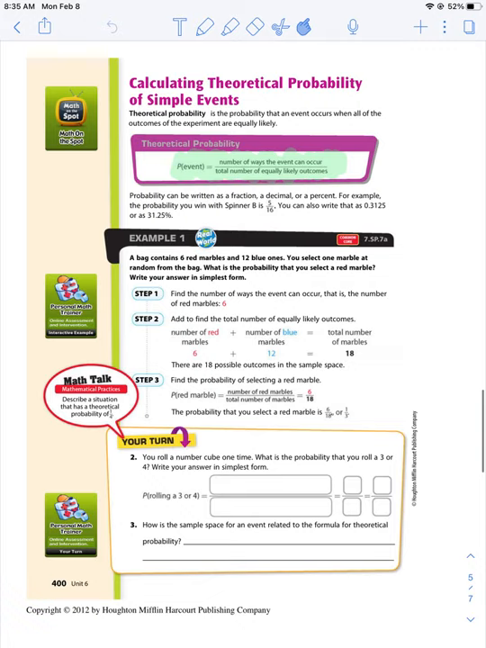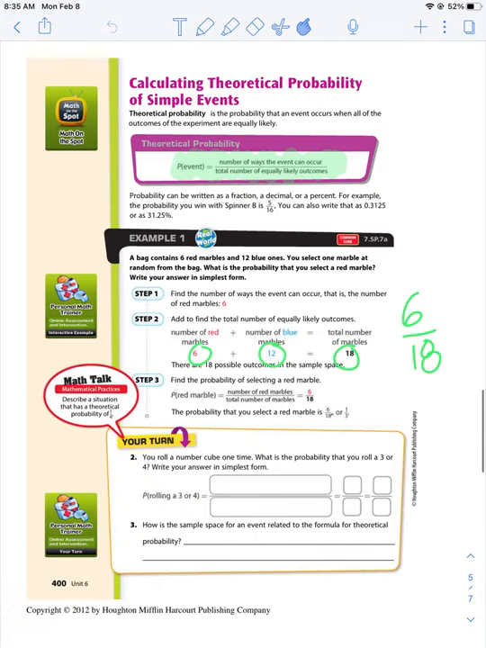So there's 6 red, 12 blue. We want to know the probability of selecting a red. Well, the total number of ways that event can occur, there are 6 red marbles. So there's a total of 6 different marbles we could pull. Over the total number of equally likely outcomes, well, each marble is equally likely. We're assuming they're all the same size. So we need to figure out how many are in the bag. So 6 plus 12 is 18. That means there are 18 possible outcomes. So the probability is 6 over 18.